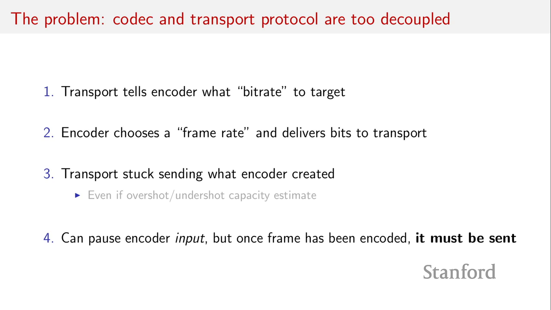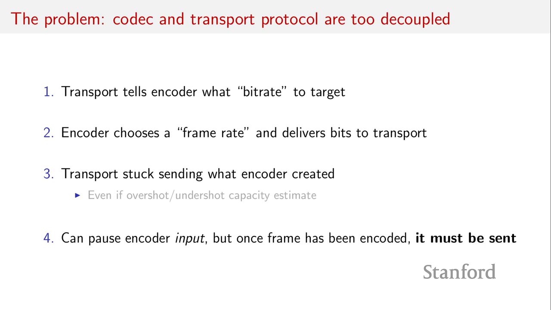The problem is that the capacity on the internet can change. It's not like ATM. You don't have provisioned capacity. It can change, and there's too much latency between the encoder and the transfer protocol to match the data that the encoder is generating to the varying capacity of the network.